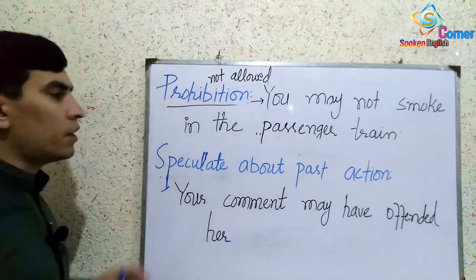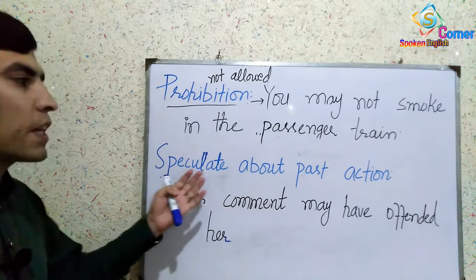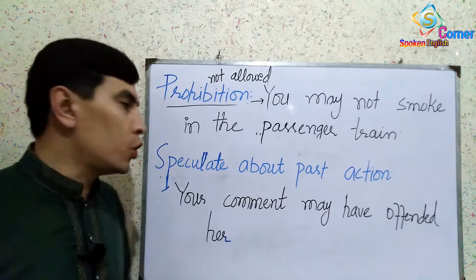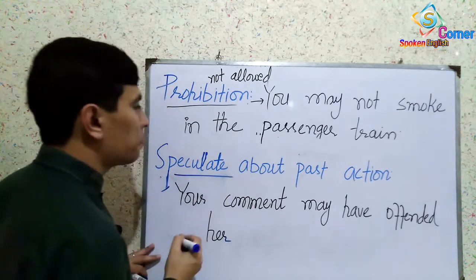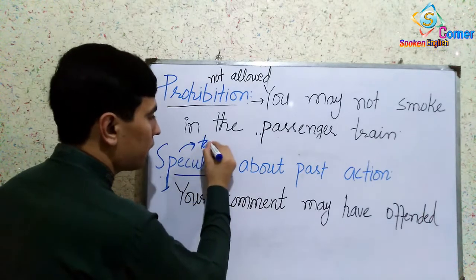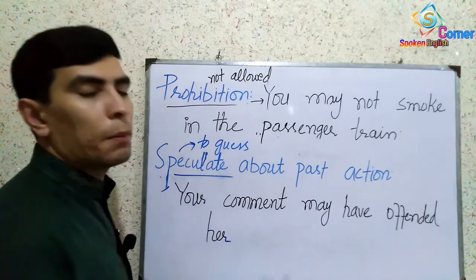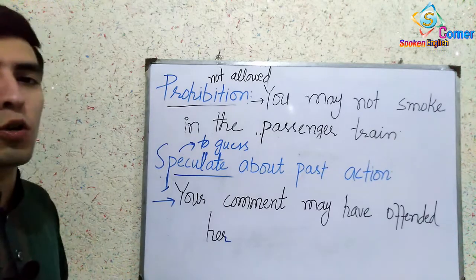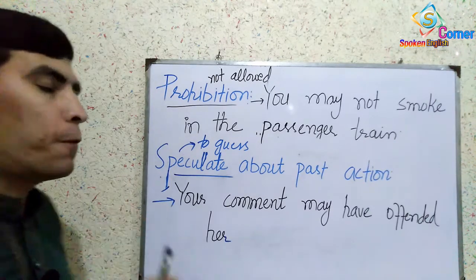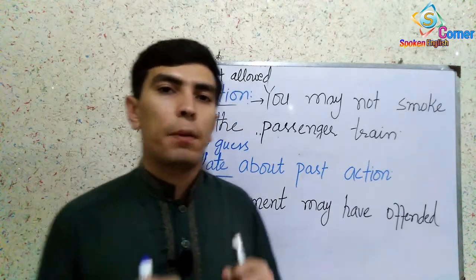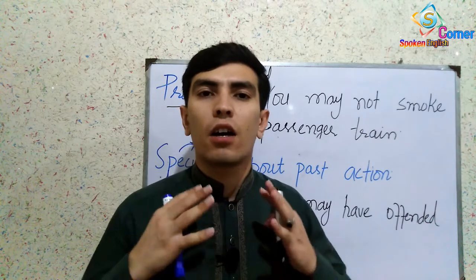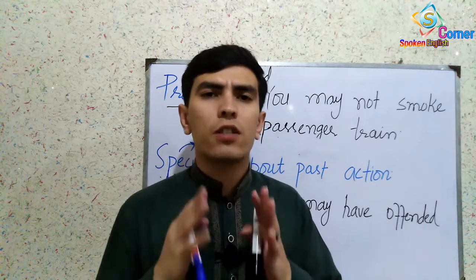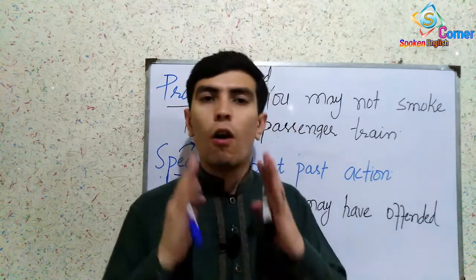Moving on, here is another thing, which is speculating about a past action. Here is another complicated word for you, speculate. Speculate means to guess about something, or to think about something, or to assume something. Here I have made one example to make your concept clear. Your comment may have offended her. Or another example: she got late, she may have missed her bus, or she may have missed her train. So that's all about guesses, and that's all for today's lesson.